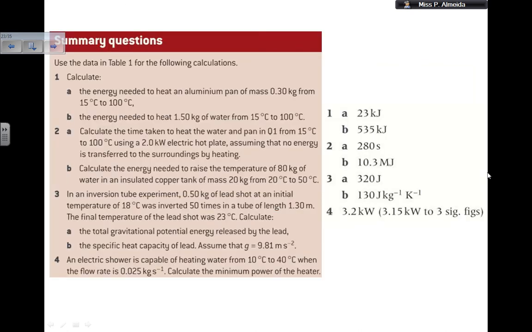Quite simple, okay? I have here some questions. All of them have answers in there. And these are all to do with specific heat capacity. So attempt the questions if you want. The answers are already showing.